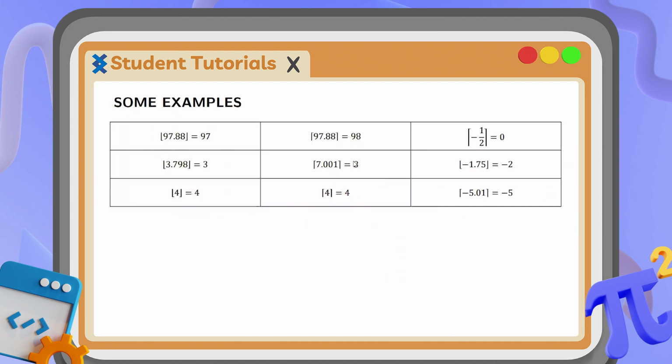Here are some examples that you can look into regarding floor and ceiling functions. Notice how for ceiling functions, you are rounding up to the smallest greater integer. And then for floor functions, it's actually rounding down to the largest integer less than or equal to the input over here.